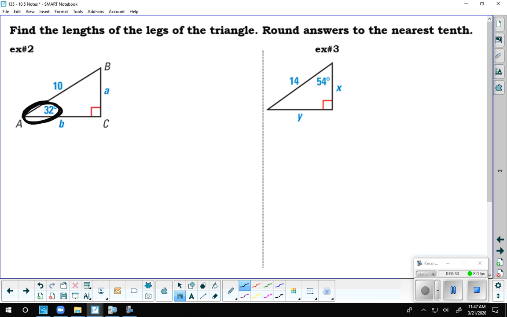Now, since we know angle A, I'm going to label my hypotenuse, my opposite side, and my adjacent side. Hypotenuse is across from the 90, opposite is across from the angle that we know. So to find A, that's the opposite side, and then we need to use a side length that we know, which is the hypotenuse. So we need opposite for A and then hypotenuse because we know what 10 is.